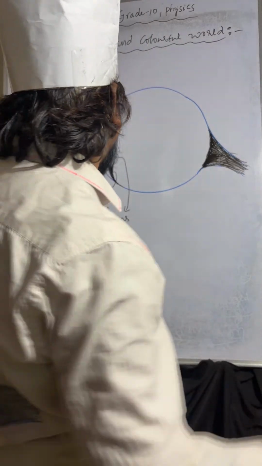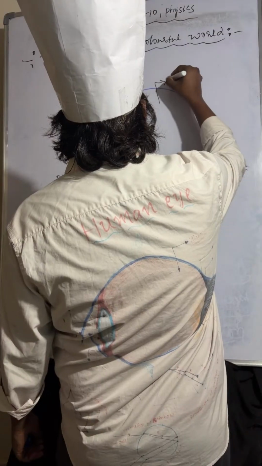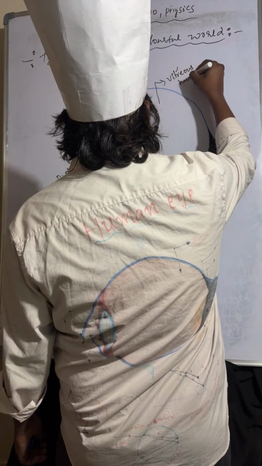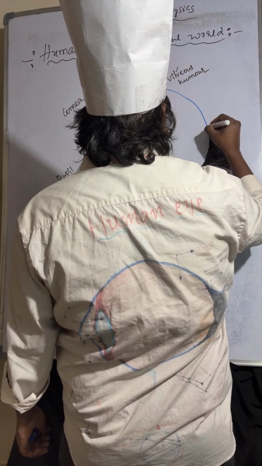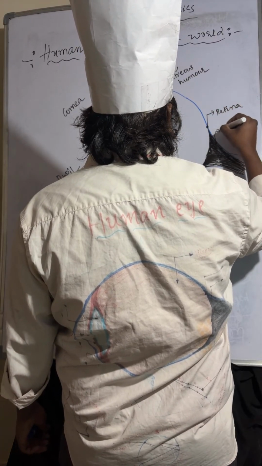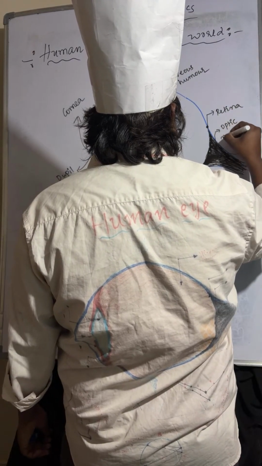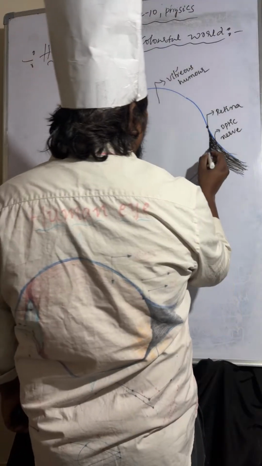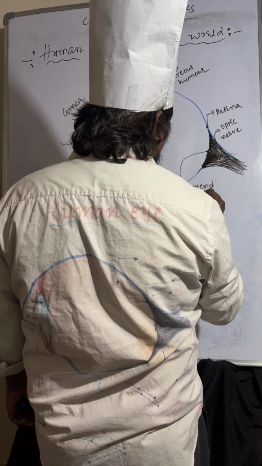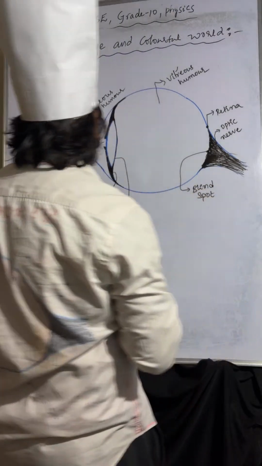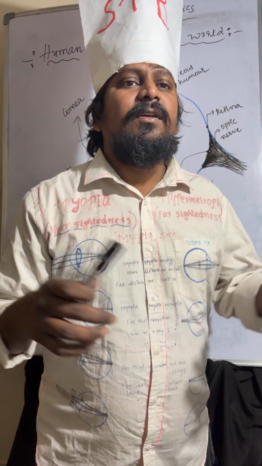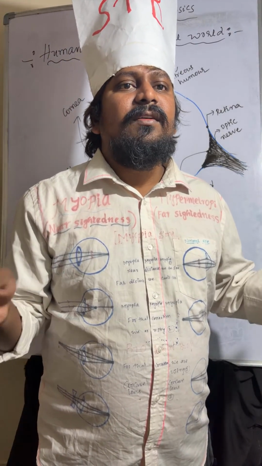Now you can see here, this is the vitreous humor, and this one is the retina, and the next one is the optic nerve, and this one is the blind spot. Okay, so these are the parts. Now we'll discuss their functions.